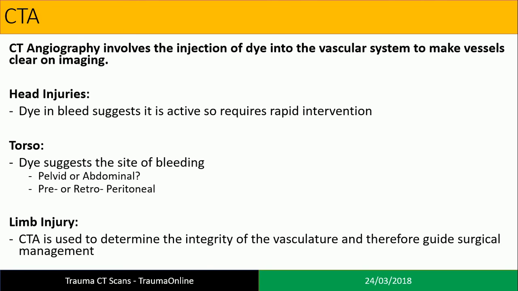And then in limbs, CT angiography is used to determine whether or not the vessels are still intact, and therefore guide whether or not a surgical procedure has to be performed in order to prevent distal ischemia. Because if the vessel is ruptured in the thigh, then there won't be any blood reaching the foot, and so this has to be corrected surgically.